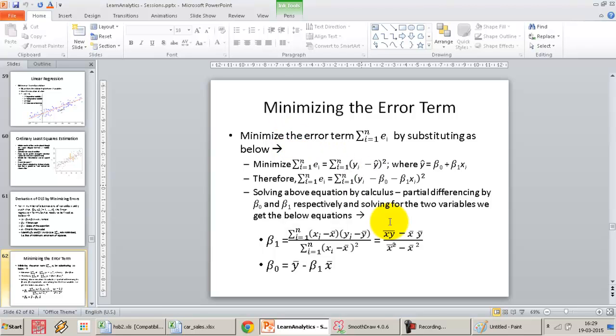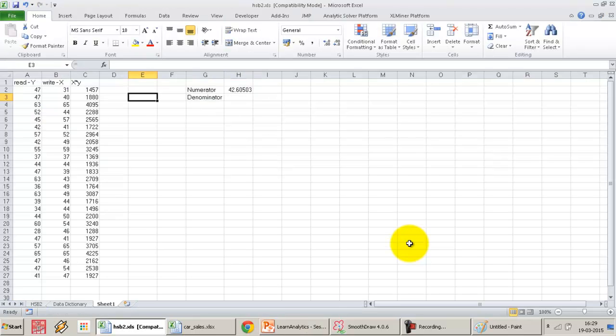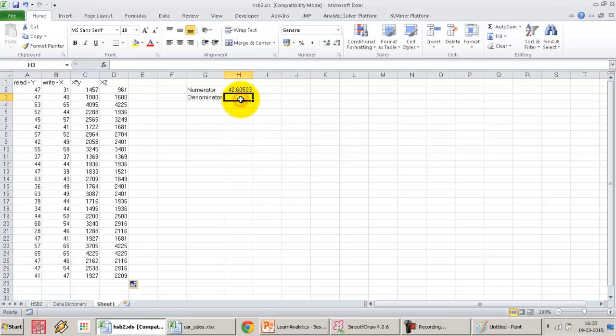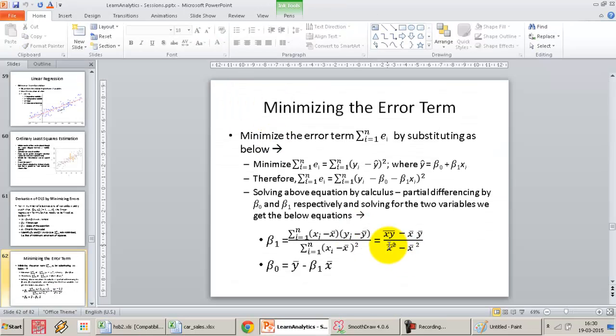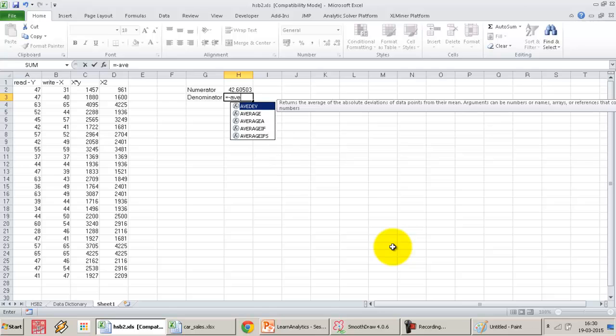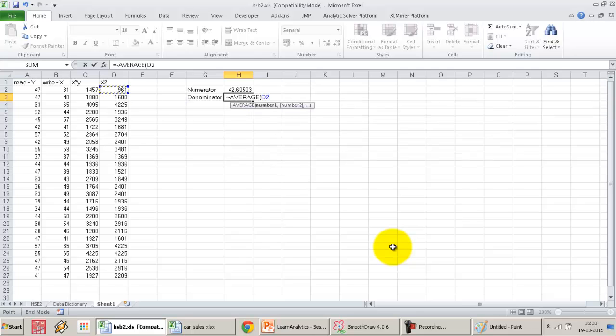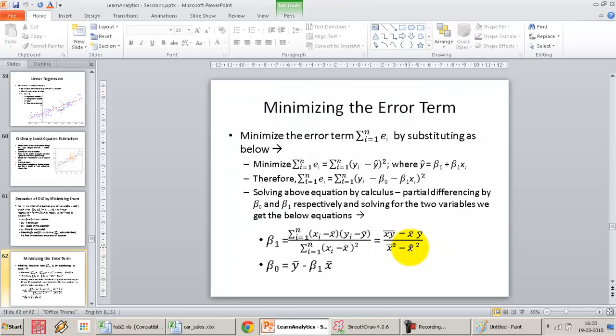The denominator is the average of x squared minus the square of the average of x. So let's calculate the square of x first. x squared is the variable multiplied by itself. So this is the x squared, and then the average term of x squared, minus the average of x whole squared.